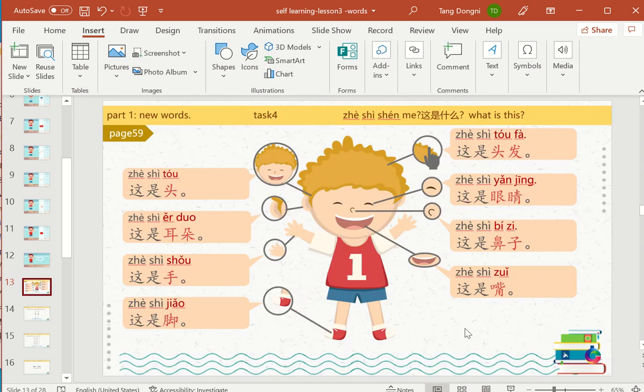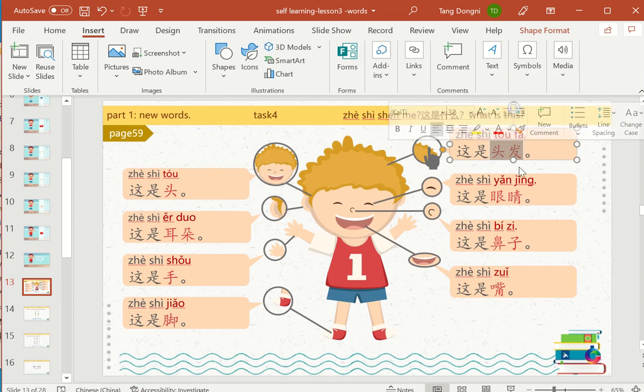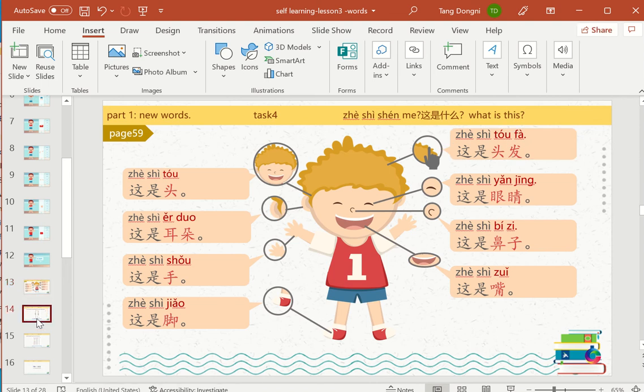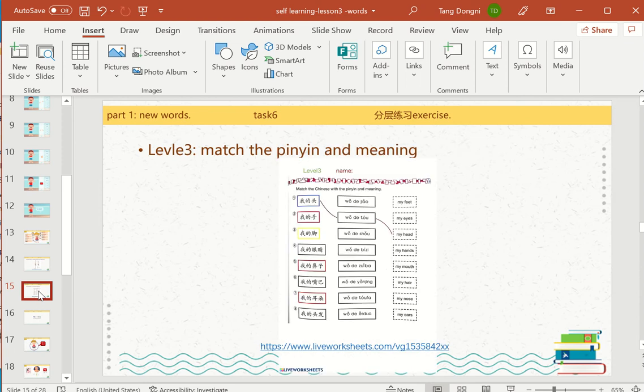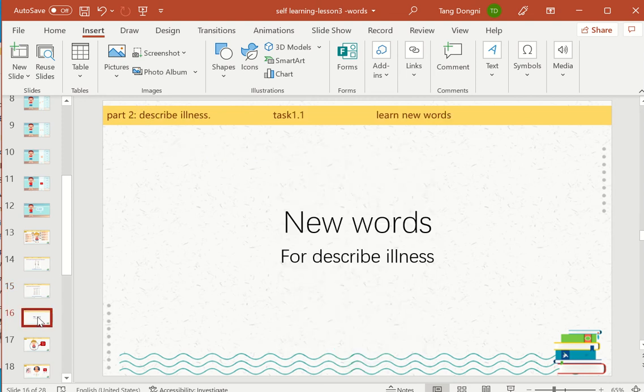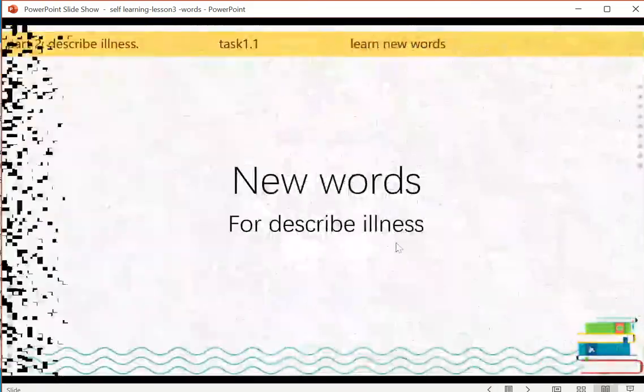And also here, in the last lesson, we talked about 这是什么？这是头发。How do we say it in Mandarin? 好，那么 you can use these 2 activities to do a self-check to see if you have managed it yourself. 好，那么 here we're going to talk about how to describe illness. Some of the new words we'll use to describe it, you will learn.